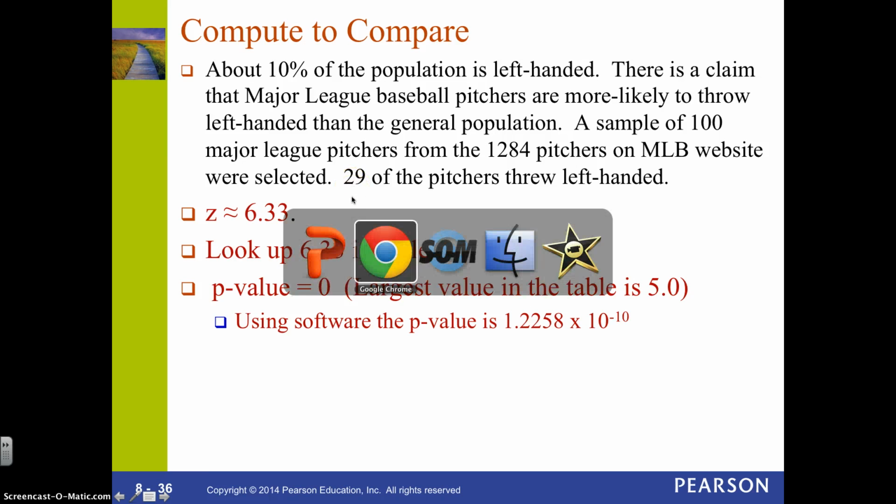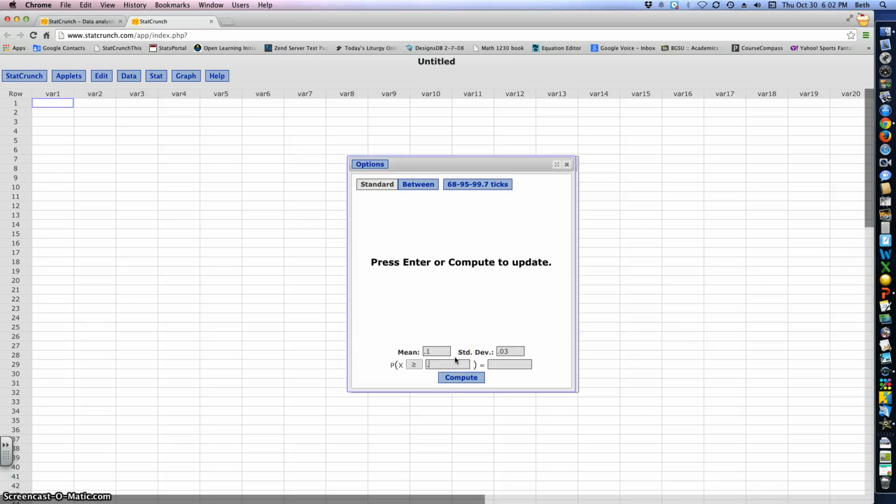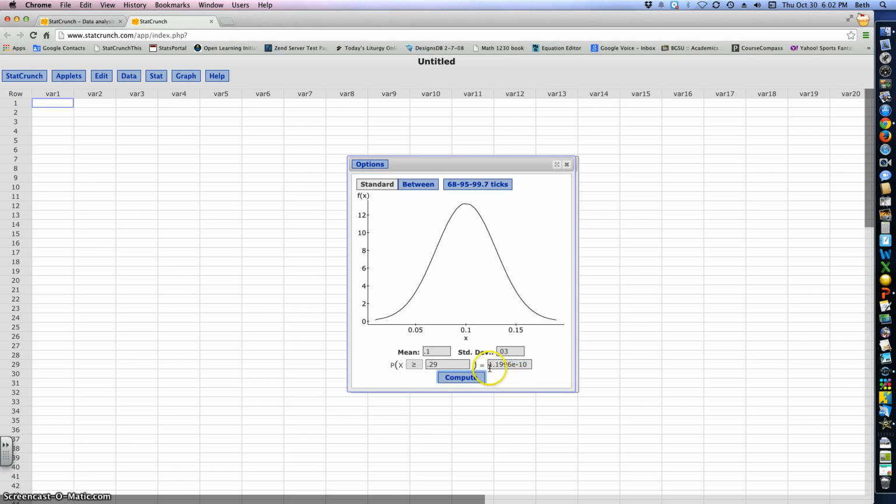So let me go back. I put the z-score in. Go back over here. So this should be 0.29. I compute that, and there you see 1.1996. This means times 10 to the negative 10th, but you don't really see any red at all right here.